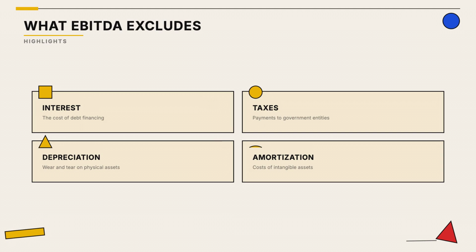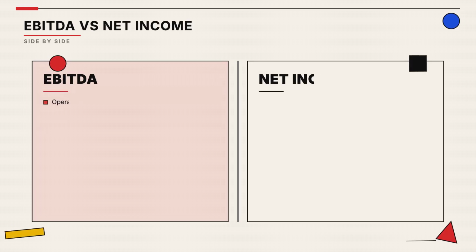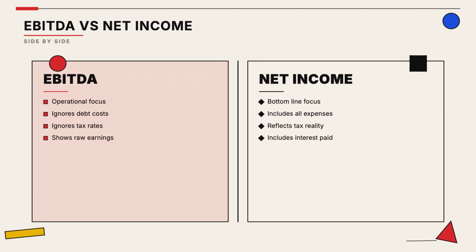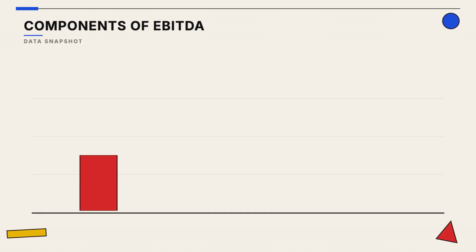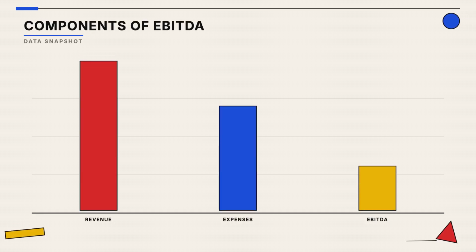generated by daily business activities. While net income shows what is left for shareholders, EBITDA provides a clearer picture of profitability regardless of how the business is funded. This chart shows how EBITDA is derived by stripping away non-operational costs to highlight the underlying health of the company's core business model.